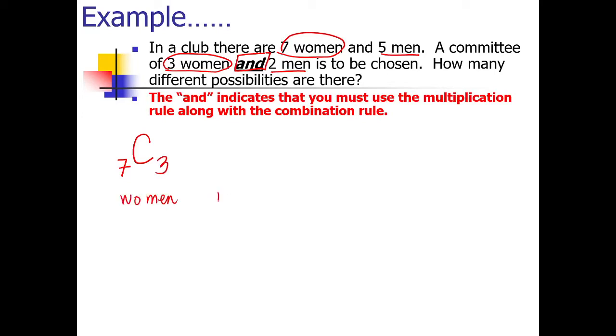Okay, what about for the men? 5 is the n, and r is 2. And then the results, we will multiply. So, first, what is the combination of 7 taken 3 at a time? Please use your calculator. 35. So this is 35. I will multiply. What is 5 combination 2? 10. Okay, multiply them. How much is that?